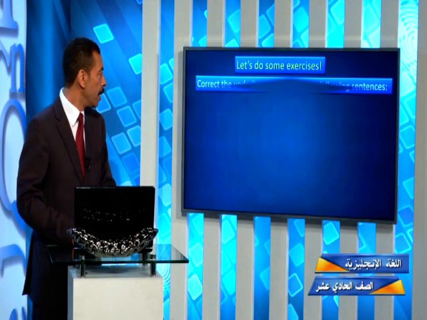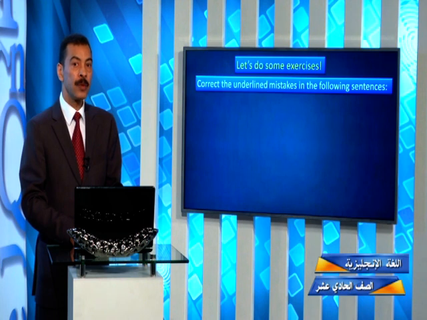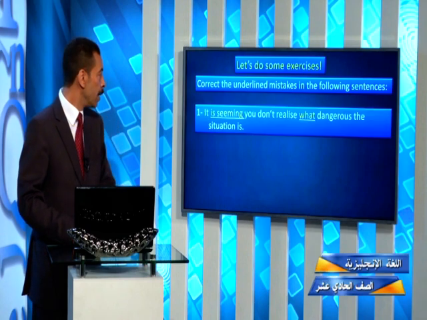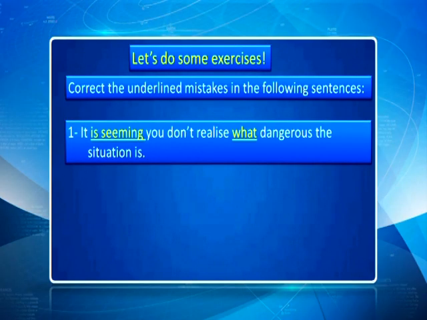All right? Now let's do some exercises, that is, checking our understanding of stative and dynamic verbs. Here you have some sentences which contain mistakes, and your job is to correct these mistakes. The first one says, it is seeming you don't realize what dangerous the situation is. We have two mistakes, is seeming and what. Now the first one is seeming. What is your proposal for correcting this mistake? For the second one, what? You don't realize what dangerous.